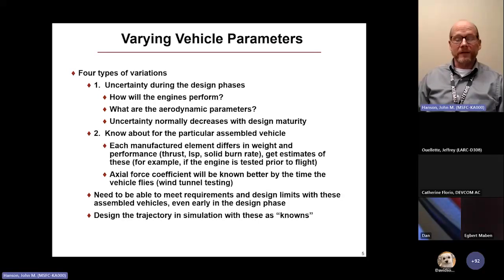And we want to be able to meet our requirements, our performance and whatever requirements we have, and our design limits. How much dynamic pressure is the thing going to feel, how much acceleration, and so on. We want to understand what those could be early in the design phase so that we design everything to be able to meet those things. And so in our simulation, we would figure out what values we want for those, and we would assume those are knowns in the simulation.